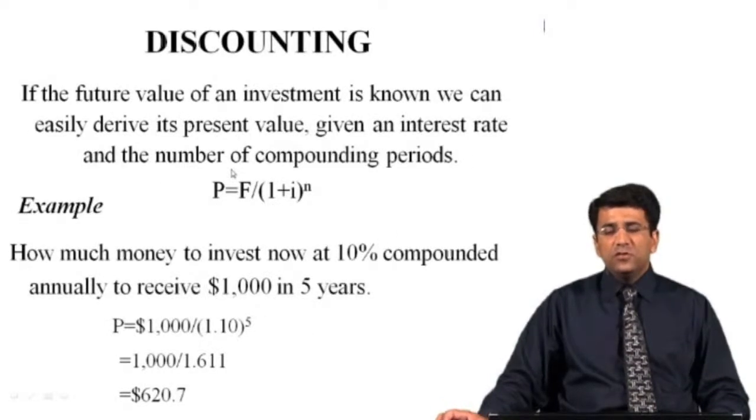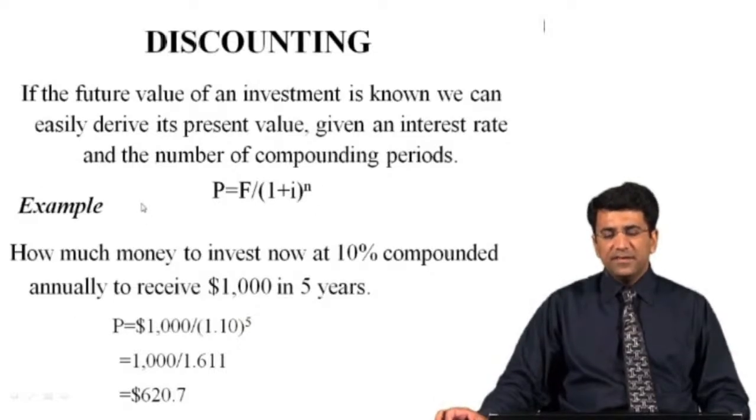So again students, I told you that whenever we are interested in finding out the present value of some future money, in that particular case we use the term discounting. If the future value of an investment is known, we can easily derive its present value given an interest rate and the number of compounding periods. In order to find the present value of money, we will use this formula: P is equal to F divided by 1 plus I raised to the power n, where P is the present value of money, F is the future value of money, I is the interest rate, and n is the total number of years for a particular investment.